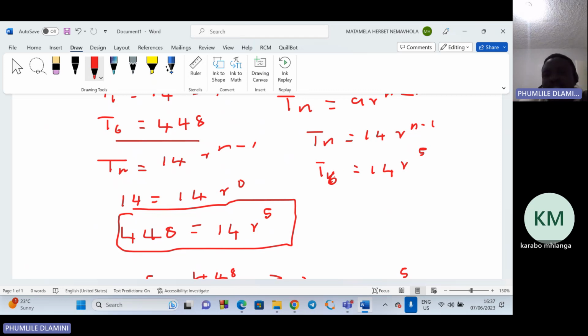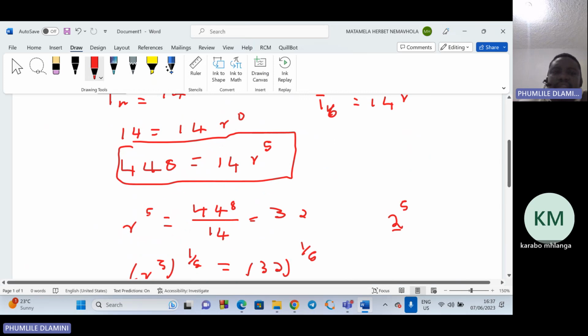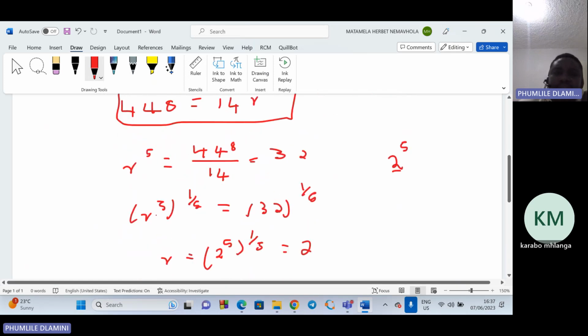And we know that t6 is 448, which is 14 times r to the power 5. Then you divide by 14. Then you're going to have r to the power 5 equals 32. Then in order for you to eliminate this 5, you multiply by 1 over 5 so that it can be 1. Then we're going to be left with r.